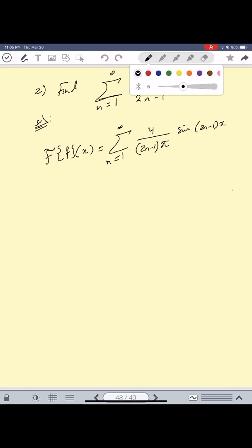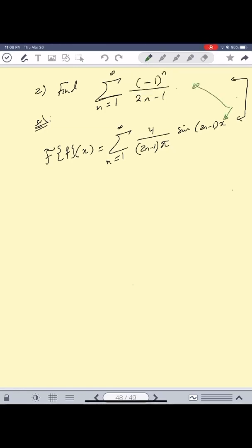Now the idea is you look at this Fourier series and you compare it with what you want. So you compare these two lines and you ask yourself, what is the appropriate x? What is the x value that after substitution gives me this thing here? It's very clear that we need to substitute something that gives us (-1)^n, right? So for example, if you substitute 0, what do you get?